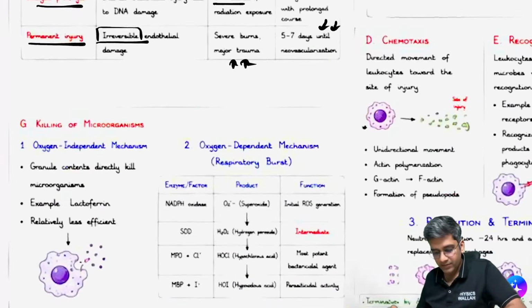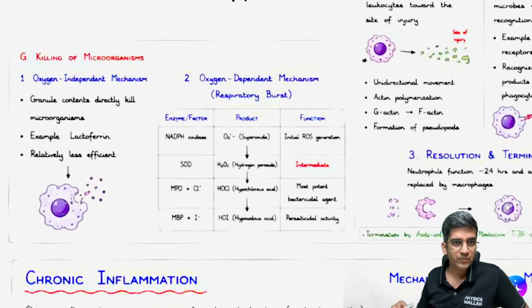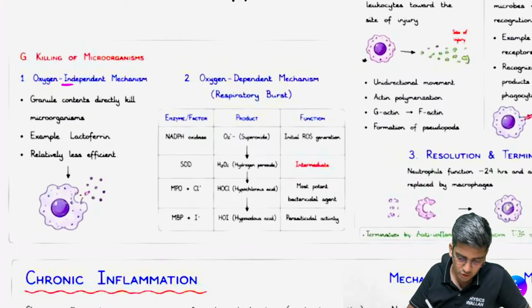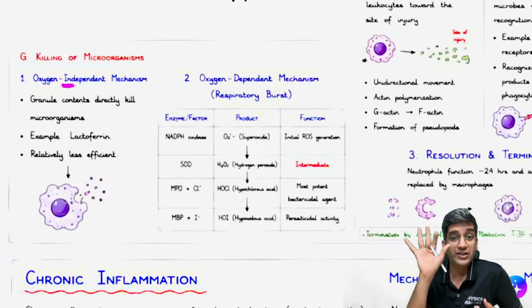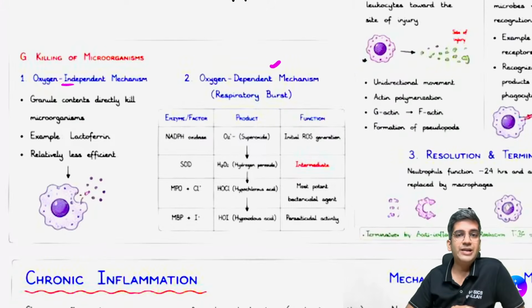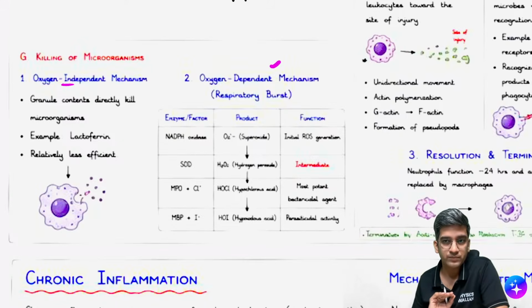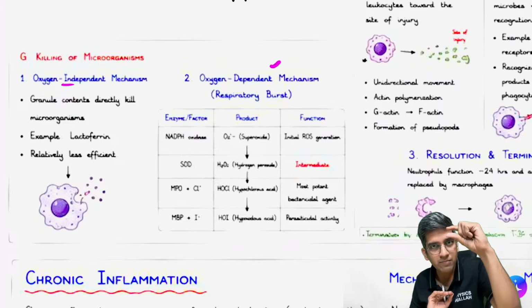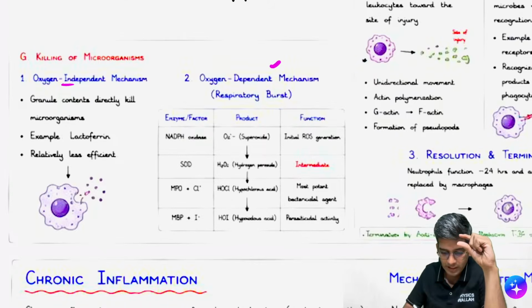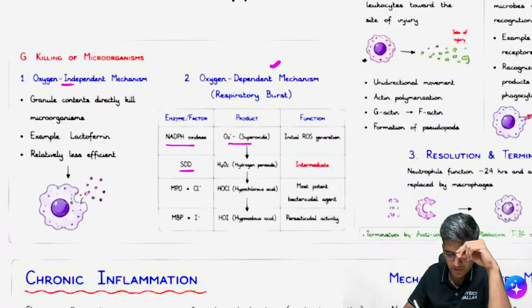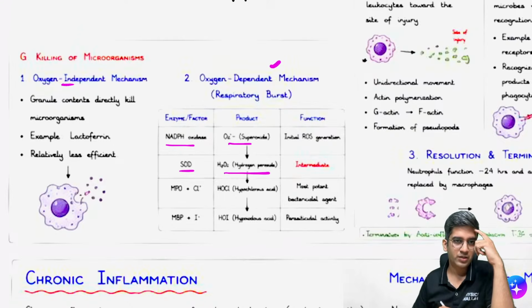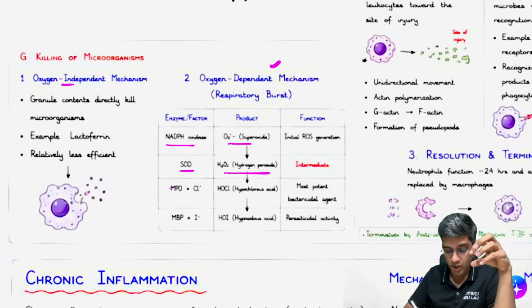The moment I eat them, then I'll have to kill them. I have two mechanisms of killing. Non-oxygen dependent or oxygen independent is a very weak mechanism, because the granules of WBC will have lactoferrin, few antibacterial properties that will kill them. Not effective at all. The best form is your oxygen dependent mechanism, or we call them respiratory burst. It's oxygen dependent. So the primary player here is oxygen. I have oxygen. With the help of an enzyme NADPH oxidase, I produce superoxide. Whenever superoxide dismutase comes, I produce hydrogen peroxide. If hydrogen peroxide is there, along with MPO and chlorine, it produces HOCl.